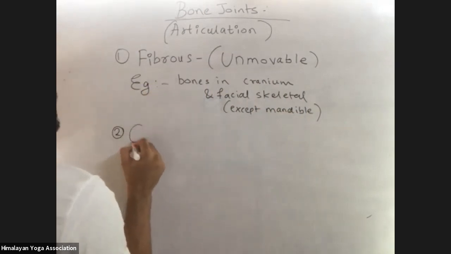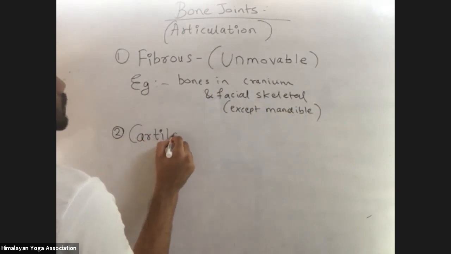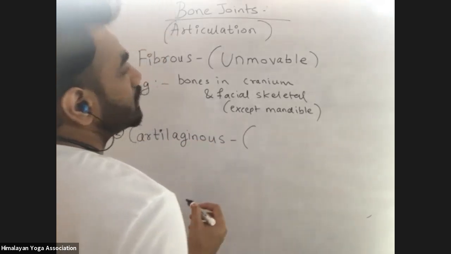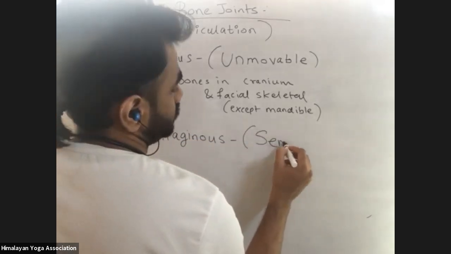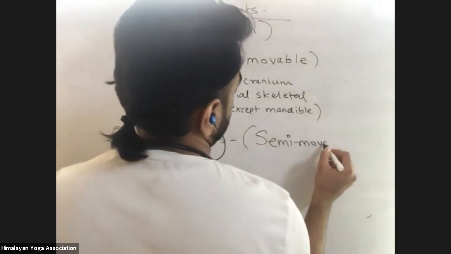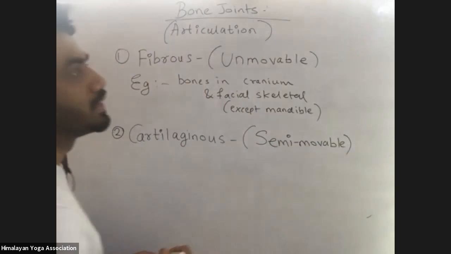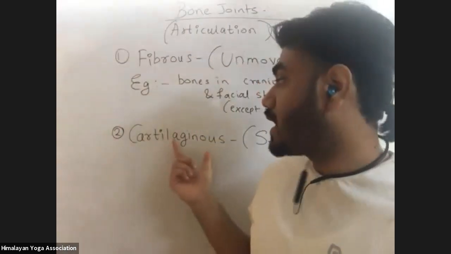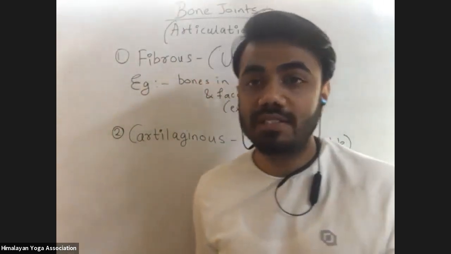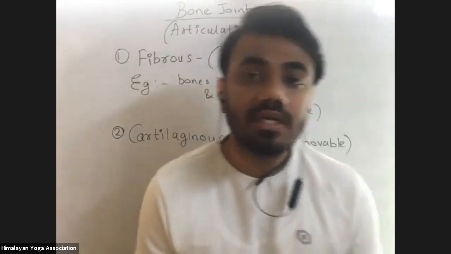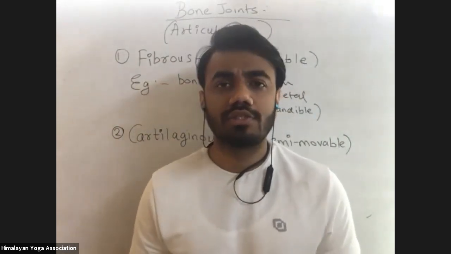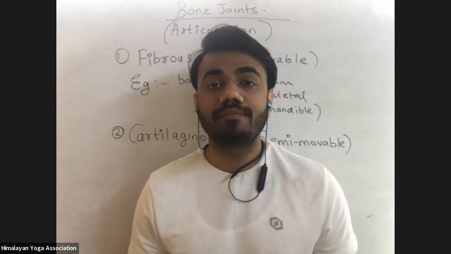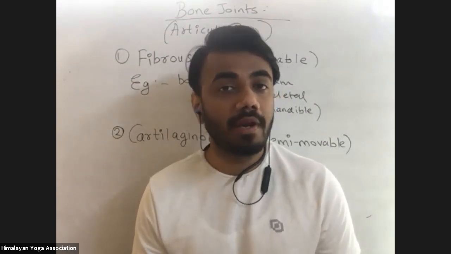Just for an example, we have the cartilaginous bone joints. Cartilaginous bone joints are known as semi-movable bone joints. So where are these semi-movable or cartilaginous bone joints? The word cartilage means that there are certain bones which are connected by cartilage. Where do you find the cartilage disc and the cartilage pad? You will find it in between every vertebra.